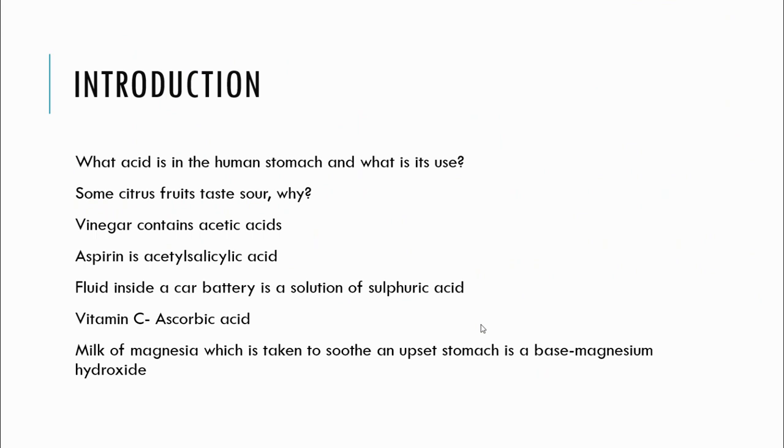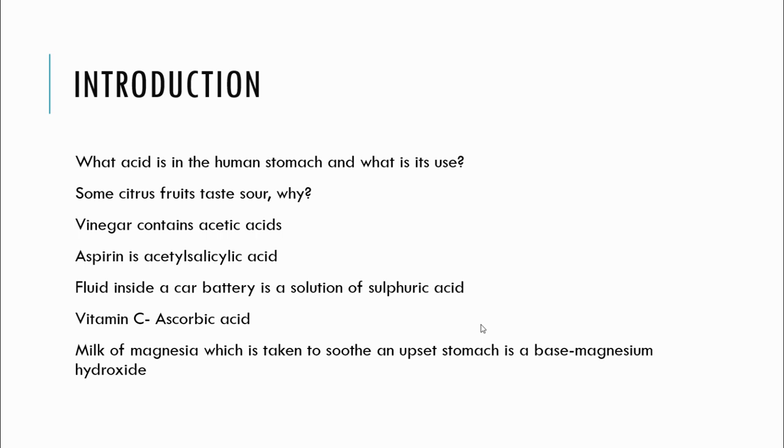So what acid is in the human stomach? I hope we all know that there's an acid in the human stomach, and what is the use? Actually, it is HCl, a very concentrated HCl, which helps in maintaining an environment for digestion. It helps in killing the bacteria in you, and gives our stomach the acidic environment for some enzymes to work.